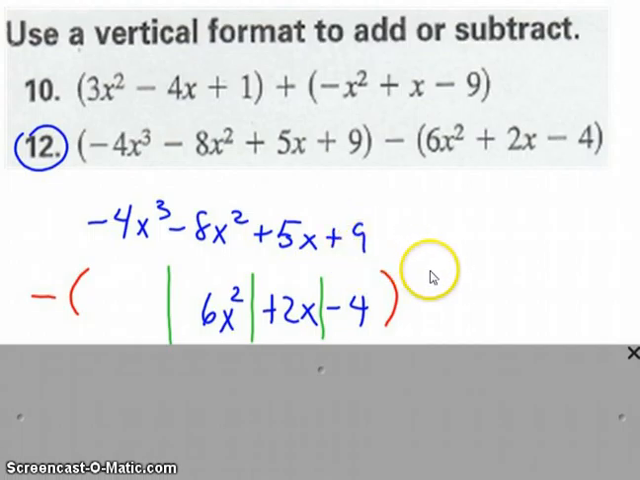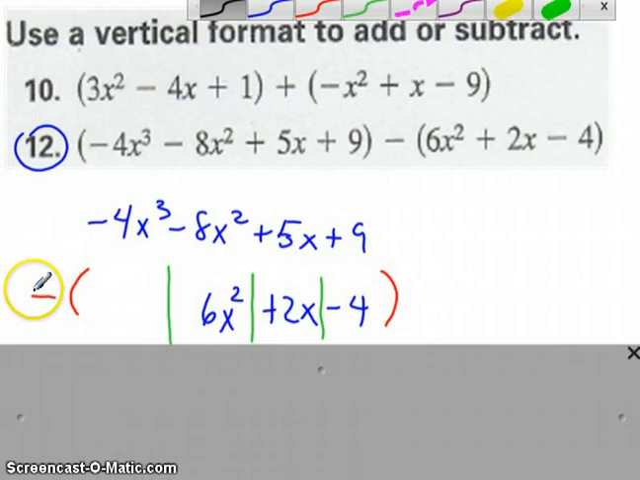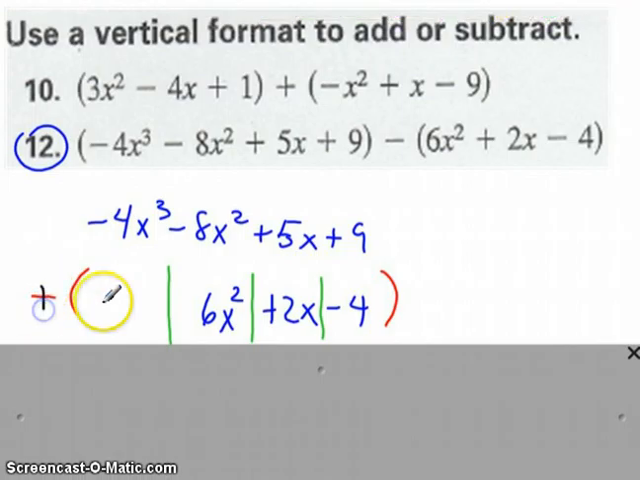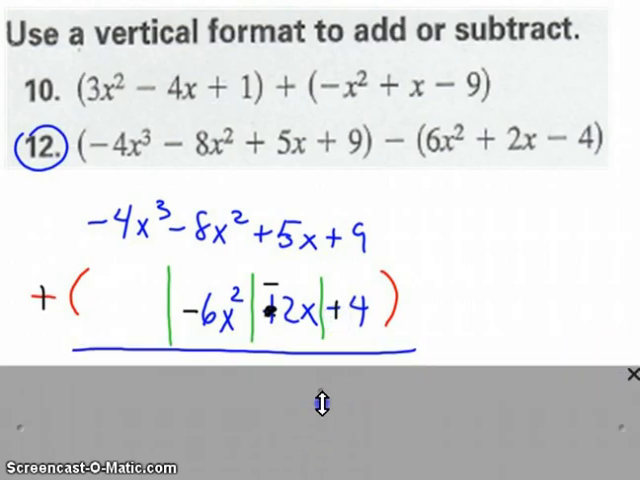Now, I've said this a number of times, but I know it's worth repeating. Whenever it's a subtraction problem, I suggest that you change every sign. It just makes it a whole lot easier, so that becomes plus. Okay, so that's going to become a minus. Scribble this out. This is also going to be a minus. And that one's going to be a plus. Now that I've done this, it becomes an addition problem, and it's a whole lot easier.